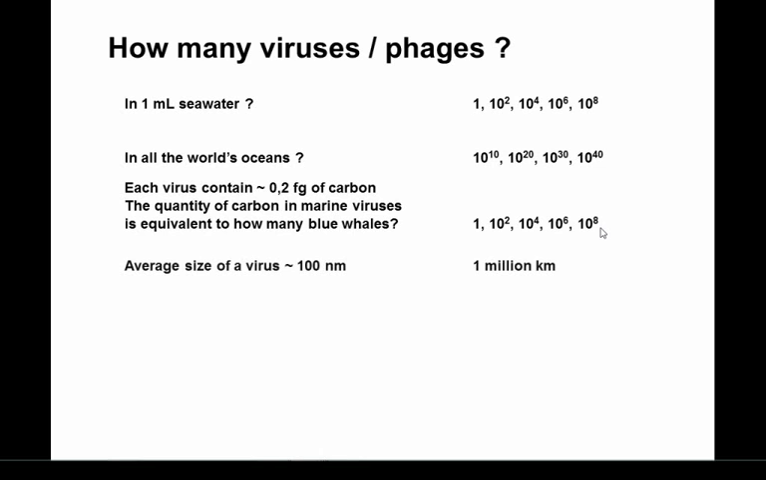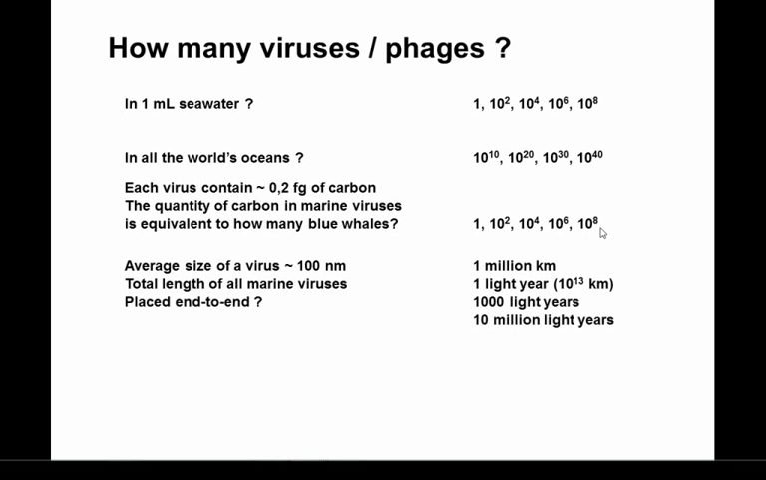And just one other way of thinking about this is if you put them all end to end, they're really, really tiny, but if you put them all one after the other, how long would it be? Okay, so 1 million kilometers, 1 light year, 1,000 light years, 10 million light years, or 1 billion light years. You just have to try and guess this one, all right? Although you could work it out if you're quick on your calculator. So 1 million kilometers long.